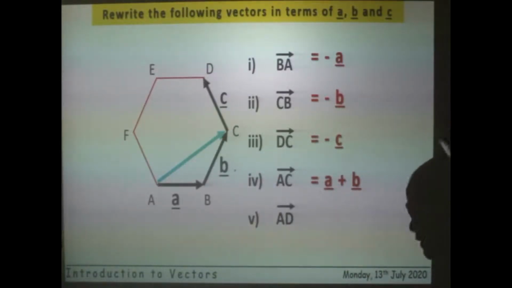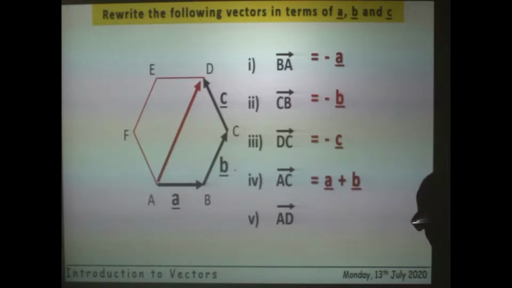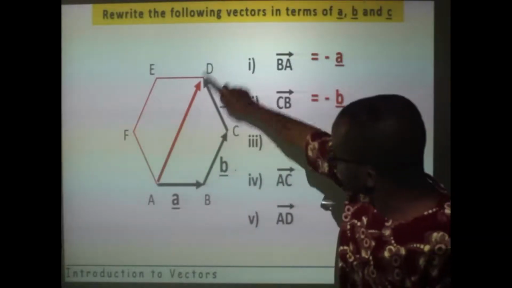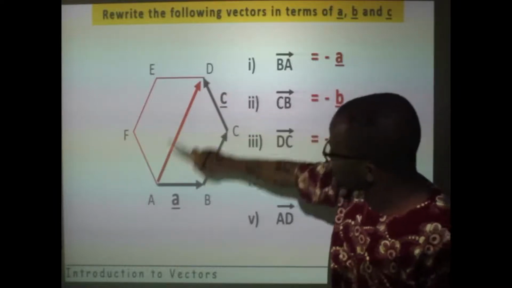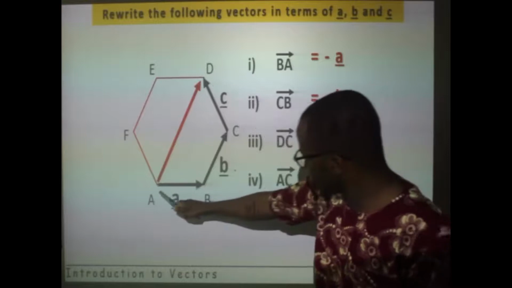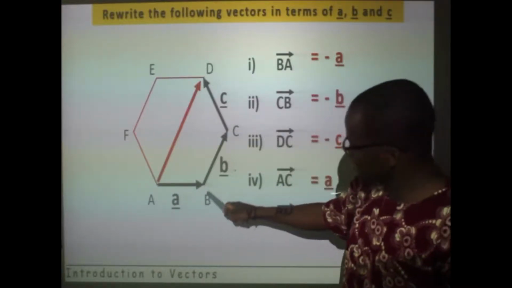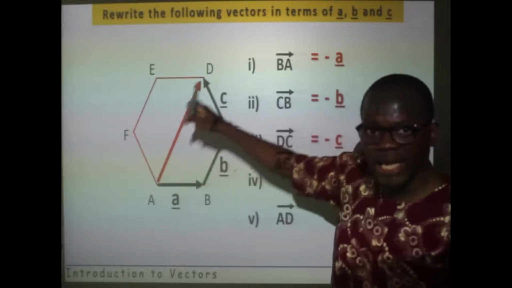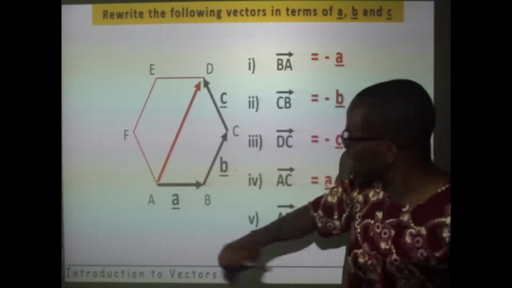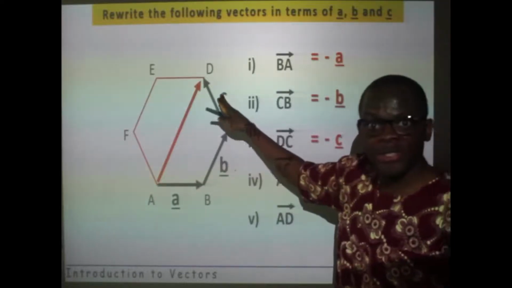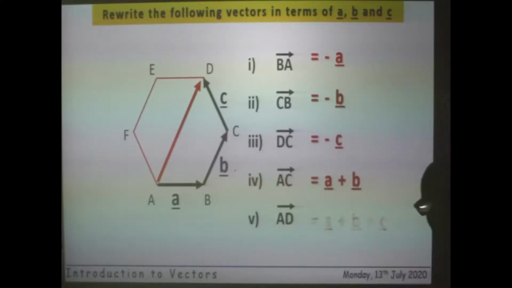Okay? Next up, you have the vector AD. Aha! Now look at the vector AD. To go from A all the way to D, you have to go from A to B, B to C, and C to D. So the vector AD will be what? Can you guess? A plus B plus C. Exactly. A plus B plus C.